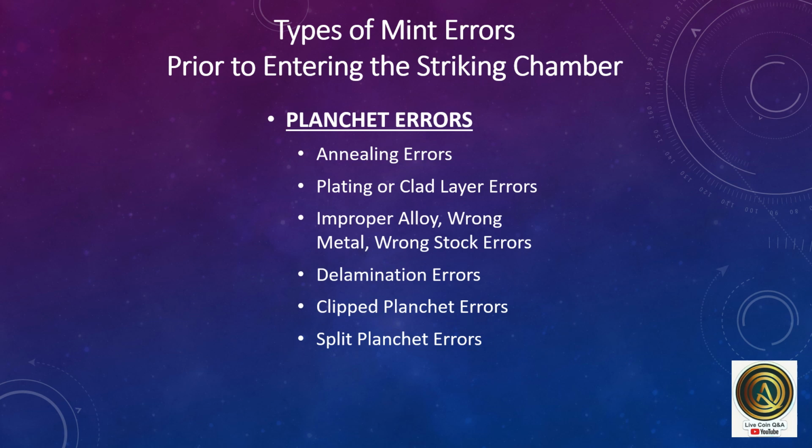Here are the errors prior to entering the striking chamber. Under planchet errors are things like annealing errors, plating or clad layer errors, improper alloy, wrong metal, or wrong stock errors, delamination errors, clipped planchets, split planchet errors.